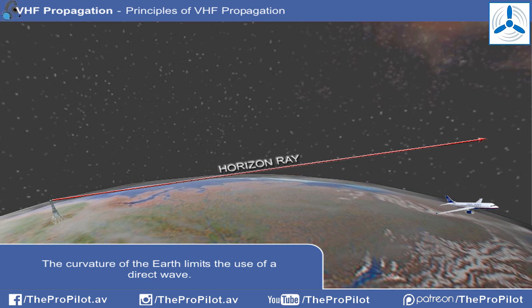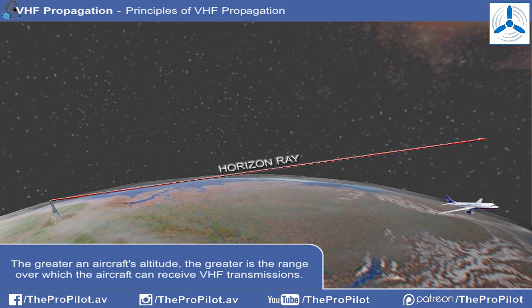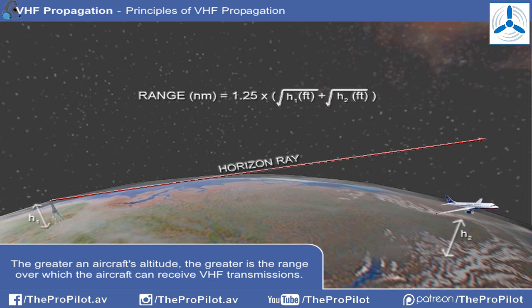The curvature of the Earth limits the use of the direct wave. The lowest direct wave is just tangential to the surface and is known as the horizon ray. As you can see from the diagram, the aircraft below the horizon cannot use the direct wave for communications. However, contact could be established by either raising the height of the ground aerial or increasing the aircraft's altitude. The formula for calculating the maximum range of direct wave reception is shown on the diagram.